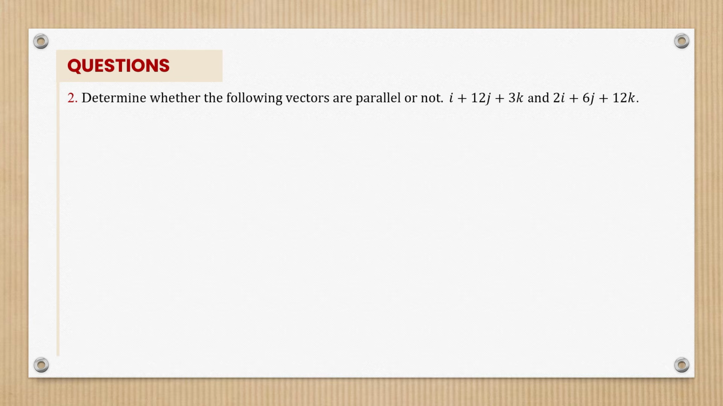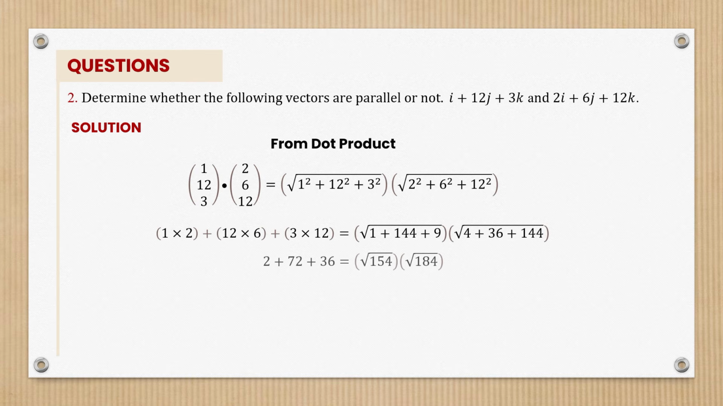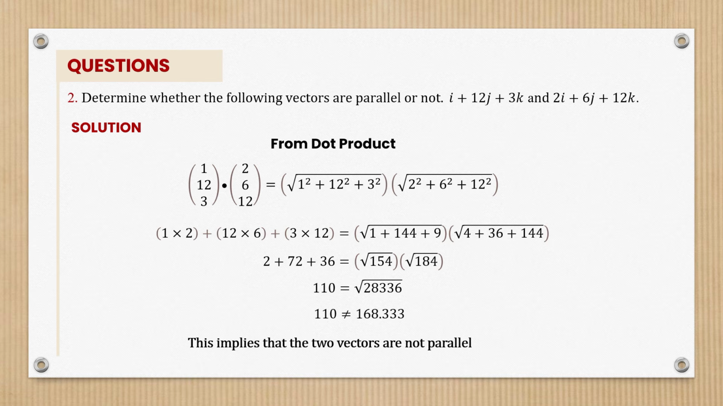Let's look at another question. Determine whether the following vectors are parallel or not: i plus 12j plus 3k and 2i plus 6j plus 12k. From the dot product, we're going to try to prove this. So we have 110 being equal to the square root of 28,336, and we can see that that square root is giving us 168.33. These are not equal. So this implies that the two vectors are not parallel.